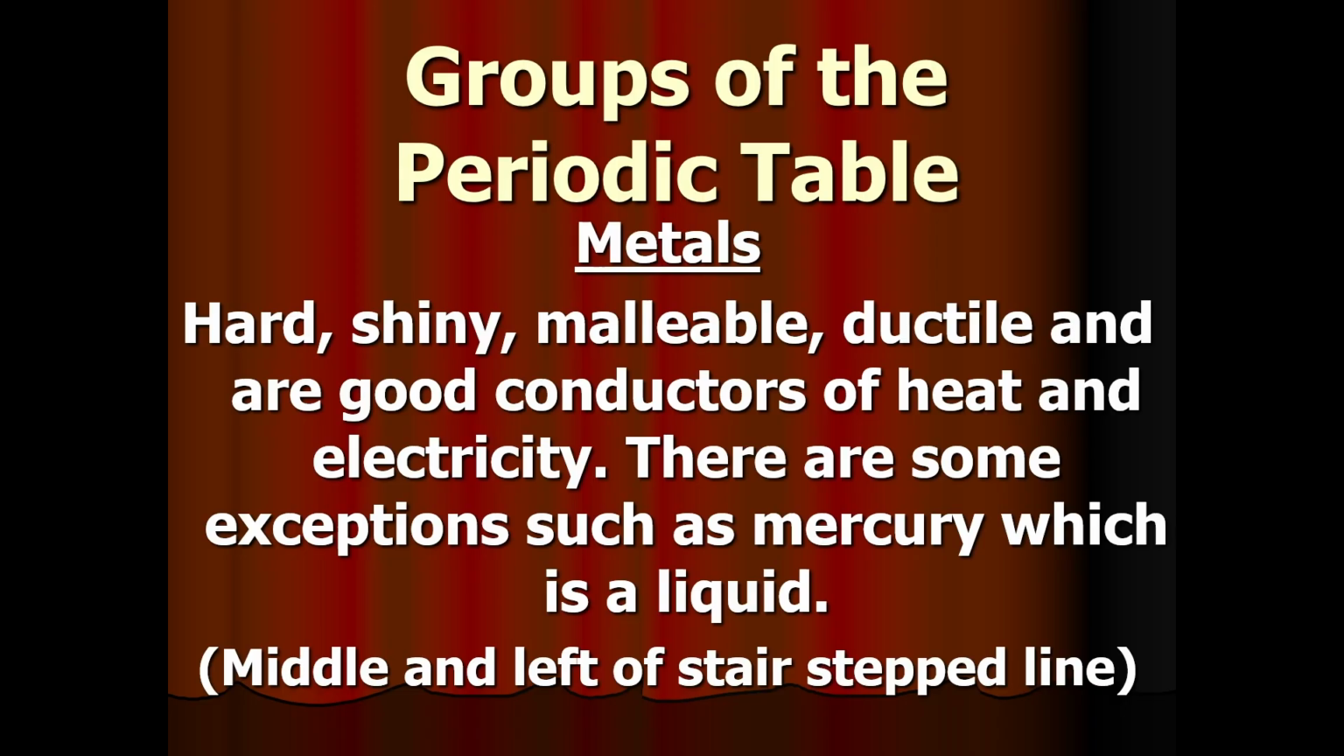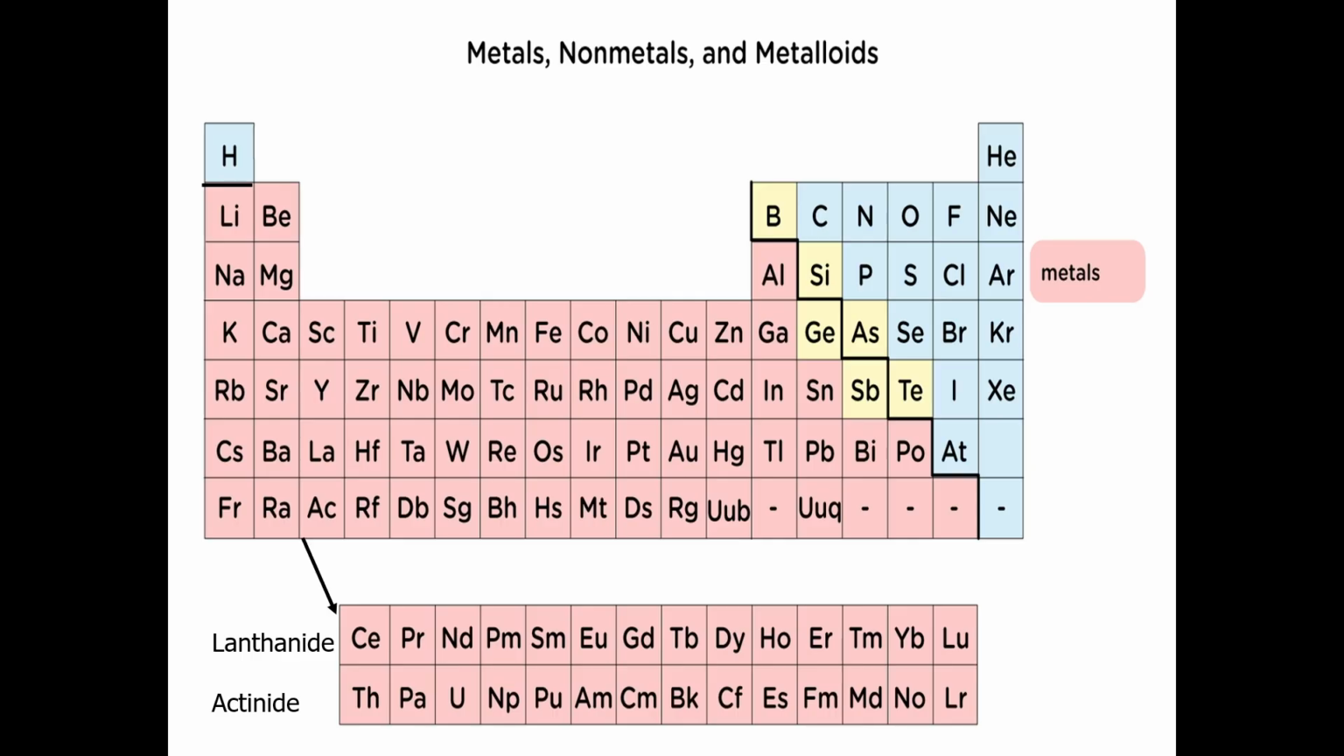There are some exceptions, such as mercury, which is a liquid. On this periodic table, we have highlighted in pink all the elements that are metals. Notice that all the elements to the middle and left of the black stair-stepped line are metals. It is important that you note that hydrogen is not a metal. It is only on the left side of the line because of the number of its valence electrons.